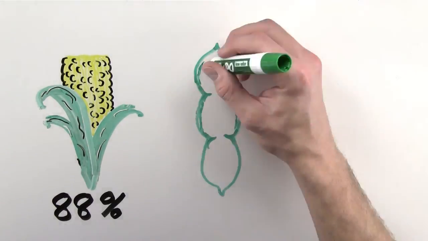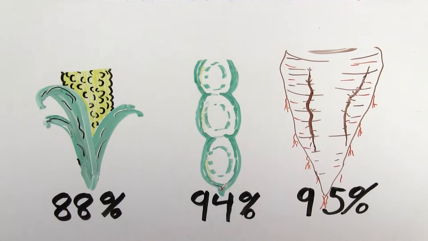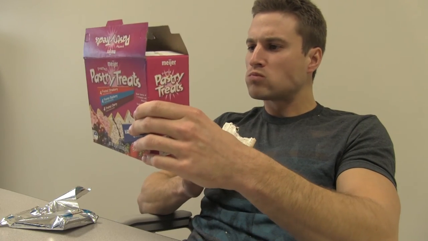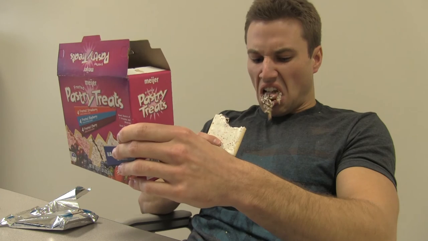So just where are these GMOs in my supermarket, you ask? Well, let's look at how common they are. 88% of all your corn is a GMO, 94% of soy, and 95% of sugar beets. Think about your processed foods and how many of them contain high fructose corn syrup and soy-based products. It's estimated that somewhere between 70 and 80% of all processed food contains GMO products.